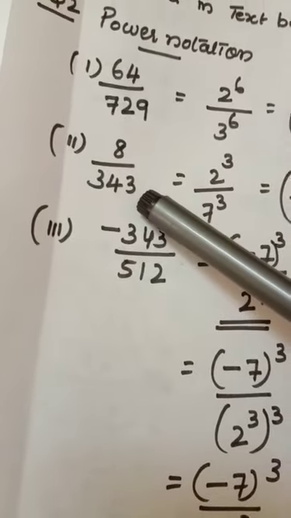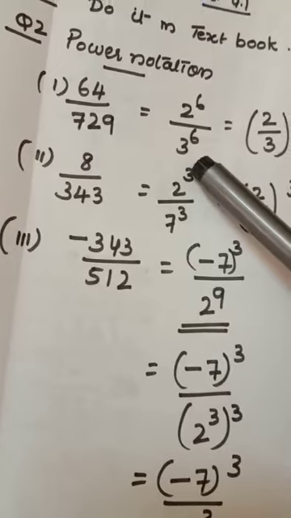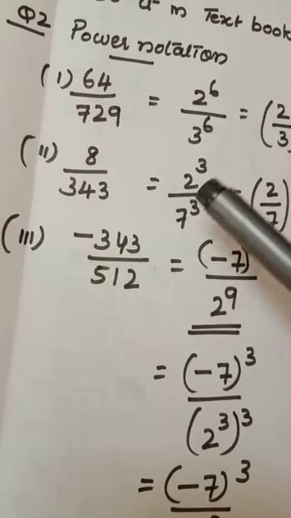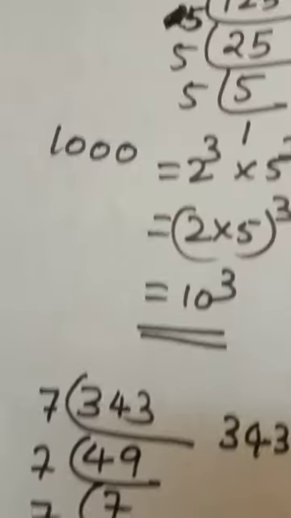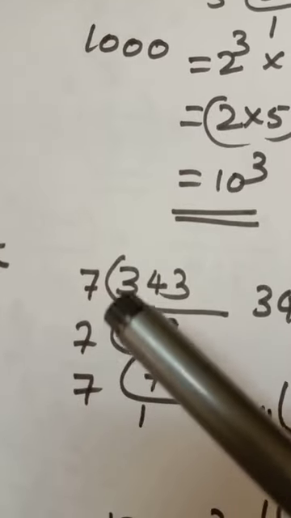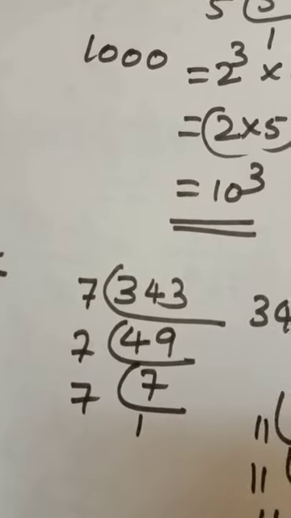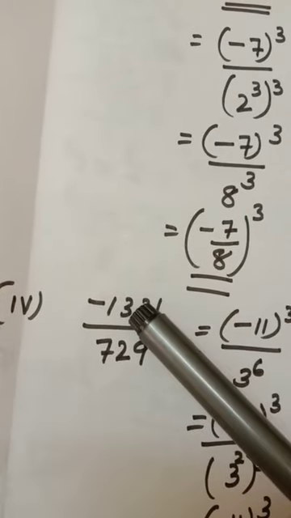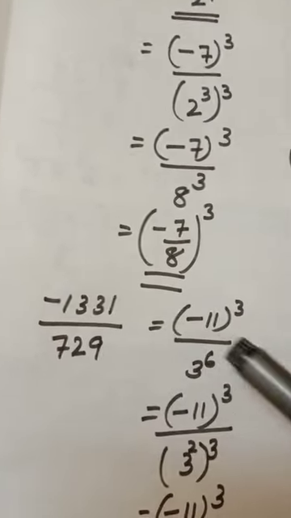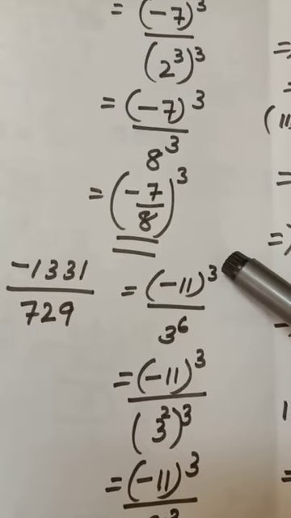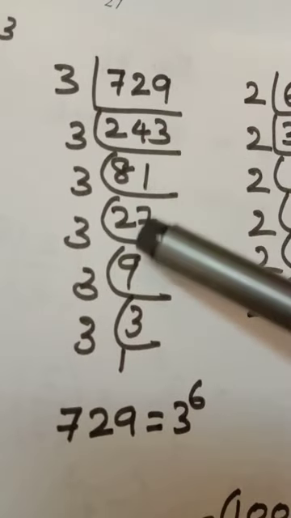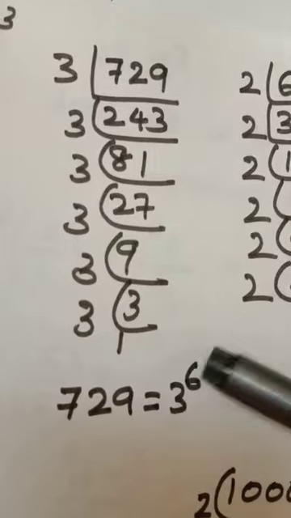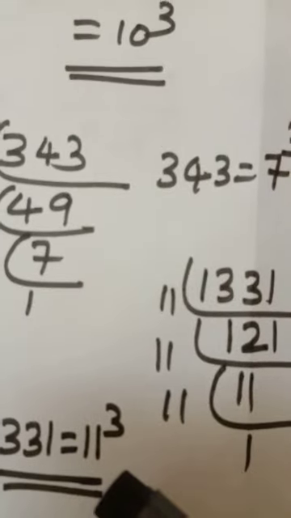Next, 8 by 343. 8 you factorize: 2, 3 times you will get. 343 you factorize: 7, 3 times you will get. Power you combine and write. Next, minus 1331 divided by 729. Factorize, you will get minus 11 raised to 3 over 3 raised to 6. 729 factorizing, 3 raised to 6 you will get. 1331 factorize, you will get 11 raised to 3.